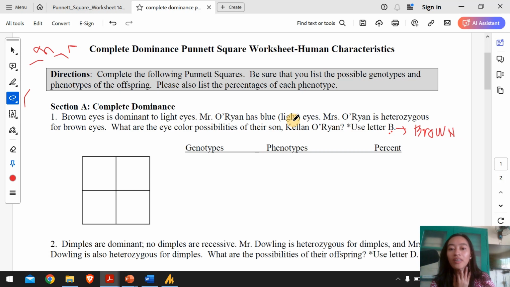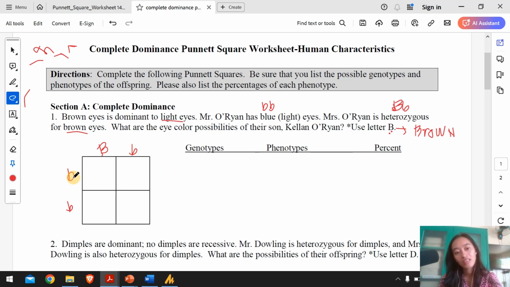Since one is blue or light eyes, it is recessive. That only means the parent is all small letter b. So you need to figure that out. Next, Mrs. Orion is heterozygous for brown eyes. Though she has brown eyes, being heterozygous, we know it's capital B and small b. We will write the first parent here, then the next. Usually the male is on top and the female here.